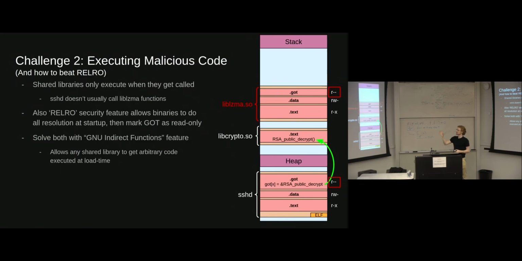We can solve both of these with some kind of obscure dynamic linker feature, which is this GNU indirect functions feature. It doesn't matter too much how the feature actually works, but really what it does is allow any shared library to get arbitrary code executed at load time. Right at the beginning, when it's doing all of this loading up initially, despite this RelRo security feature, it allows our shared library to get some code execution.